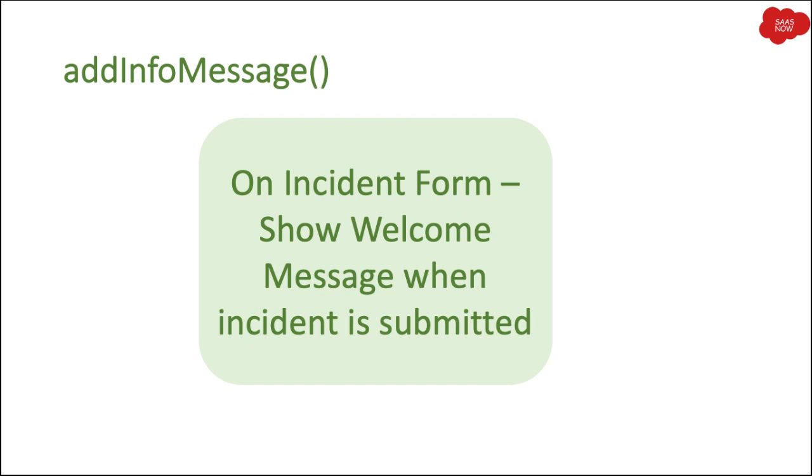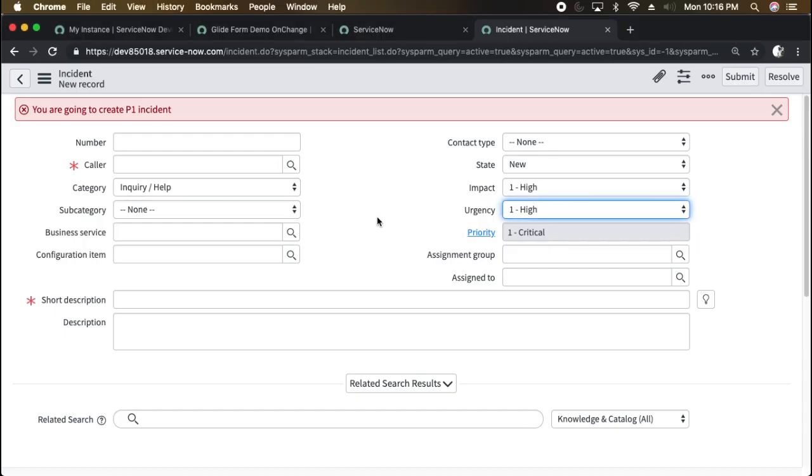The next one is add info message. It is quite similar to add error message, but if you just want to display a message with just blue color, it's an informational message. It is not something like an alert message. In that case, you can use info message. So I can show you with the same example.